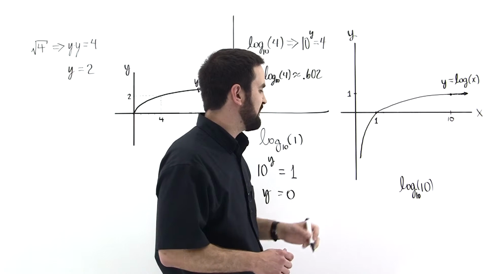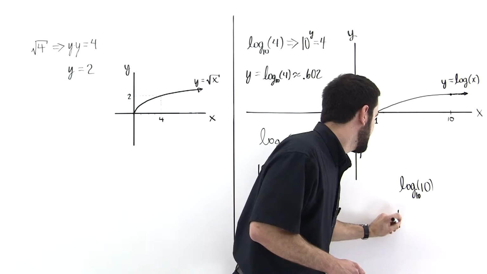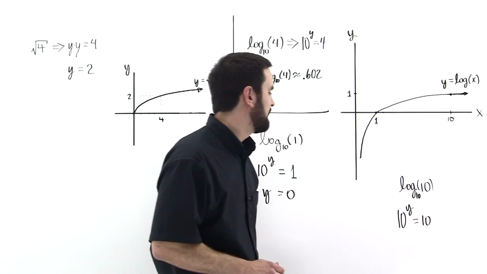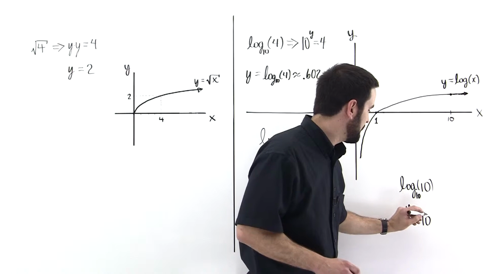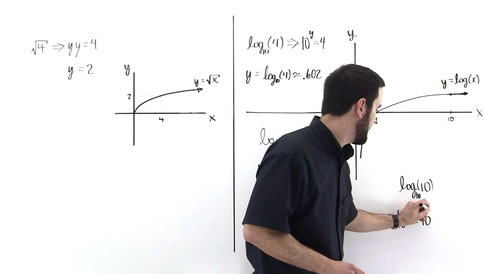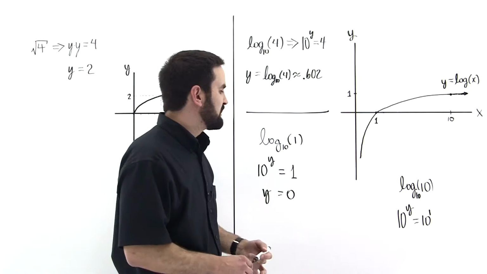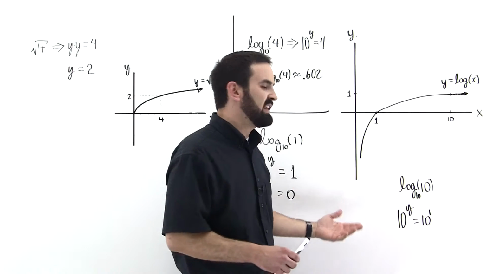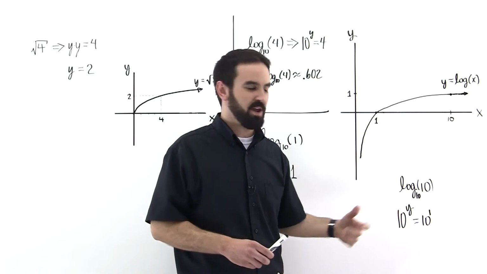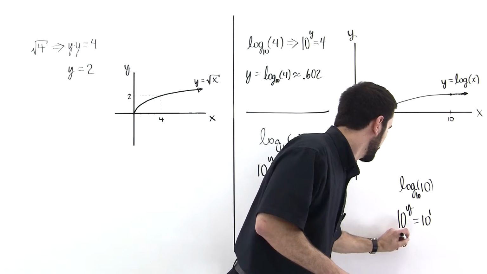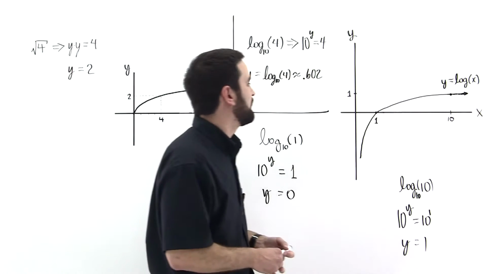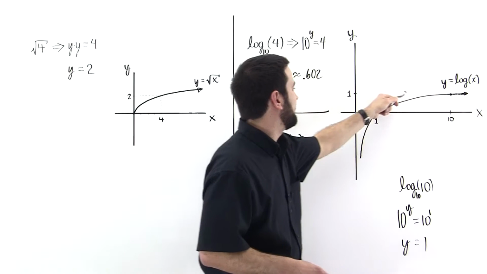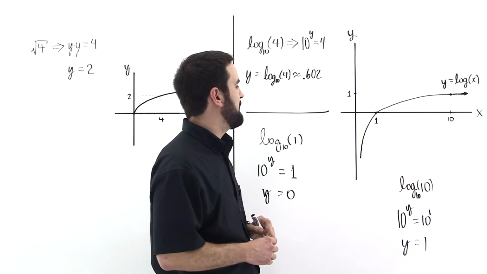remember, the procedure that we're being asked to consider is 10 raised to the what power is equal to 10? Well, if we write 10 like this, it's understood to have a 1 power. So we see that y must be equal to 1, because 10 to the 1 is the only thing that equals 10. So then y is equal to 1. And so on the graph out here at x equals 10, we take the log of 10, and that gives us a y value of 1.